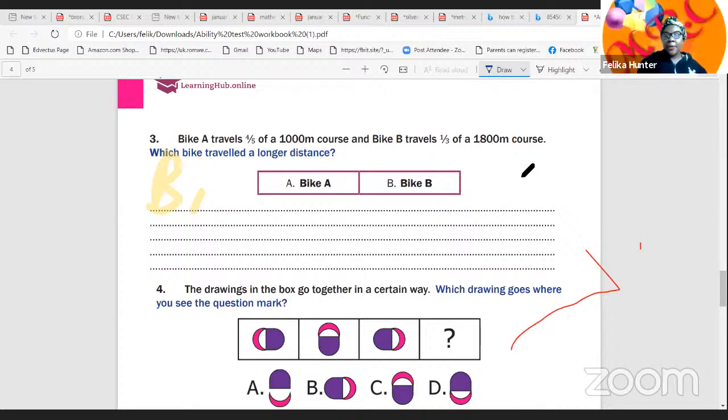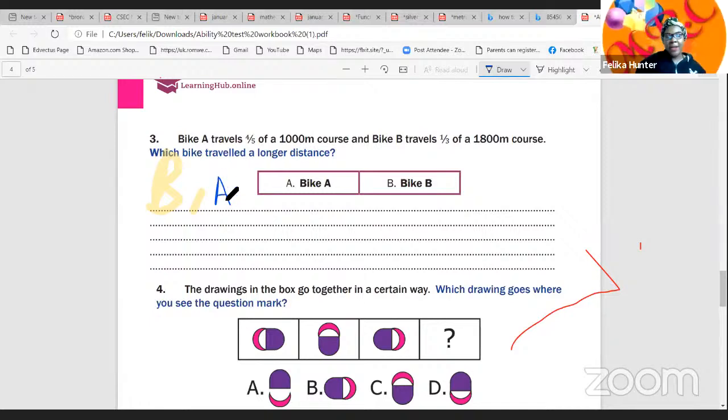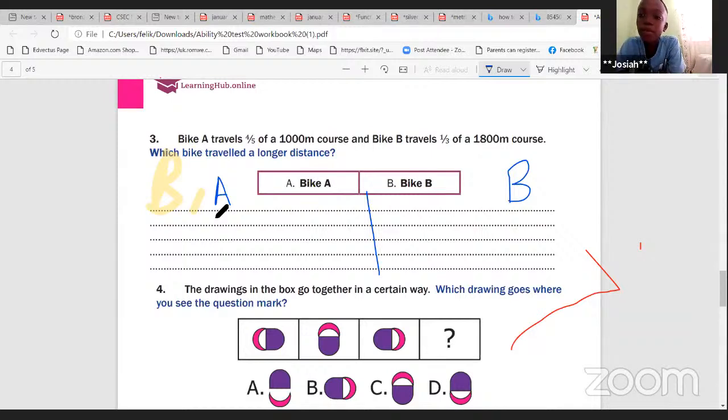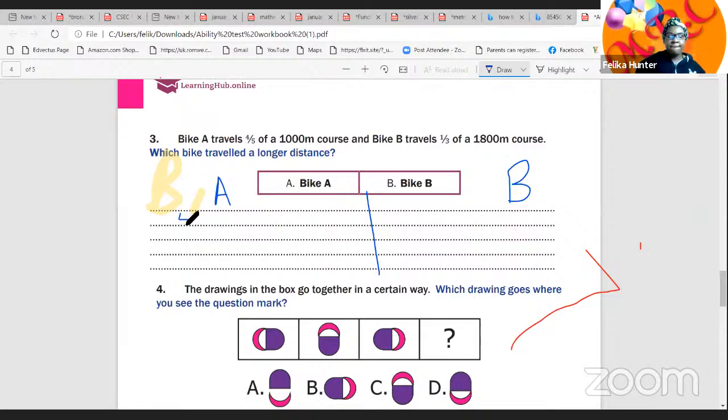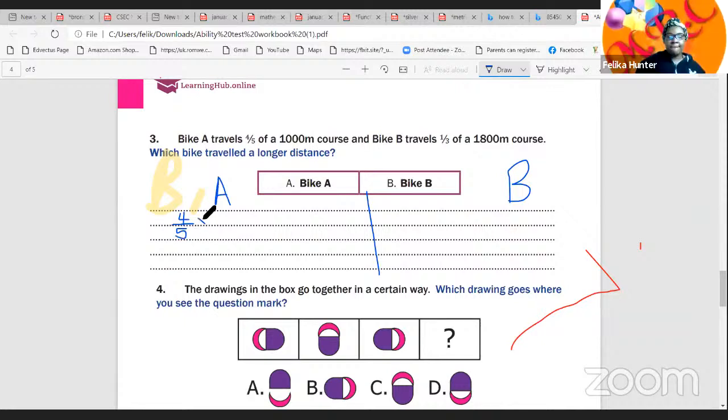Okay, go for me now, Josiah. Give me your answer. Miss, Bike A. Yes, I'm writing it. So I put in A and I put B over here. Miss, put 4/5 on bike A. Multiply by 1,000.